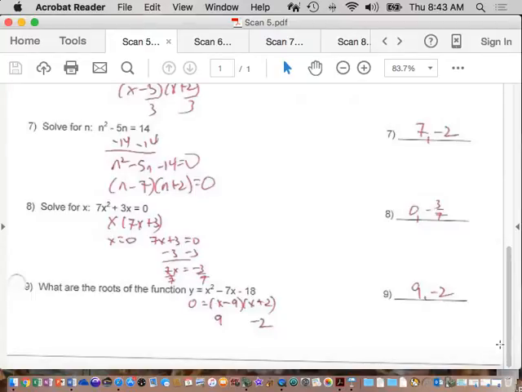Yes? For number 8, why wouldn't you switch the sign to the like 3 or 7? I did. It was plus, right? Then I subtracted 3 and divided by 7. Okay? Any other questions?